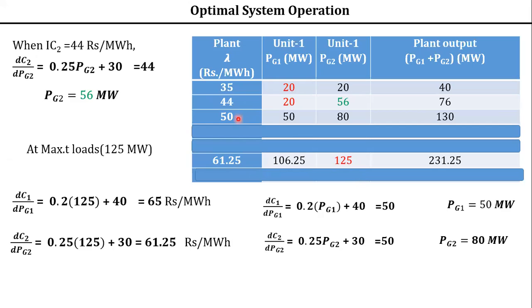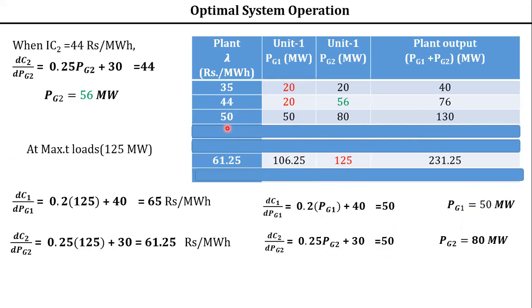Now what I am doing is calculating the loading on unit 1 and unit 2 between these values. So substitute 50, Pg1 is equal to 50. In the incremental fuel cost second equation, when lambda is equal to 50, what is Pg2? It is 80. So I have written 80. So total is 130.